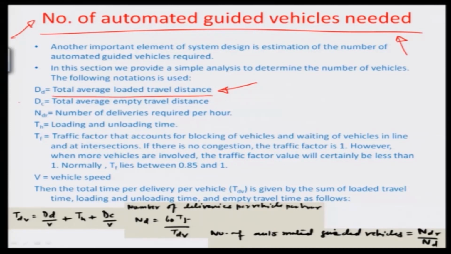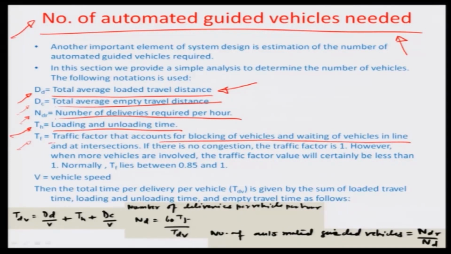travel distance of the vehicle is given as Dd, and the total average empty travel distance is given as Dc, and the number of deliveries required per hour is given as NDR based on the demand, and the loading unloading time is given as Th, and also the traffic factor that accounts for blocking of vehicles and waiting of vehicles in line at intersections etc. is given as Tf.